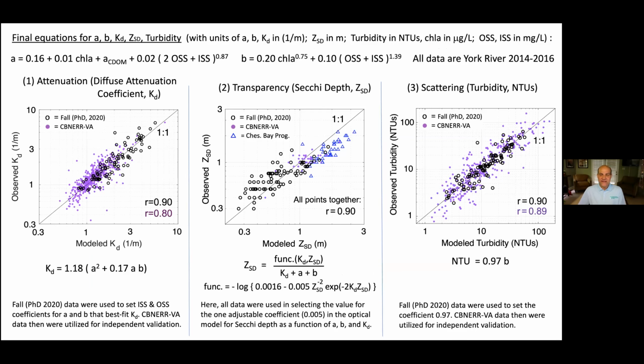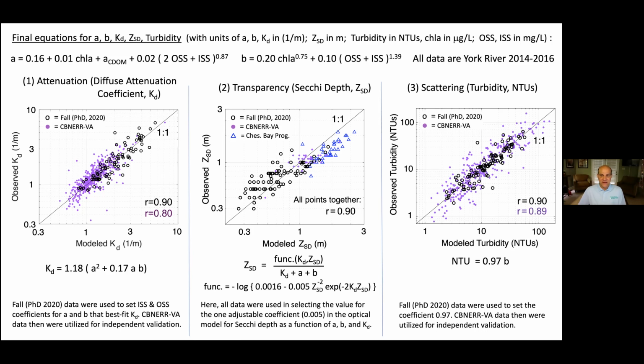This slide summarizes the final equations for KD, Secchi depth, and turbidity based on optical theory, and ultimately only as a function of the measured water column constituents of chlorophyll concentration, CDOM absorption, organic solids concentration, and inorganic solids concentration. The three plots display observed versus modeled results for the three measures of water clarity being investigated in the study. Plot number 1 displays KD, plot number 2 displays Secchi depth, and plot number 3 displays turbidity.